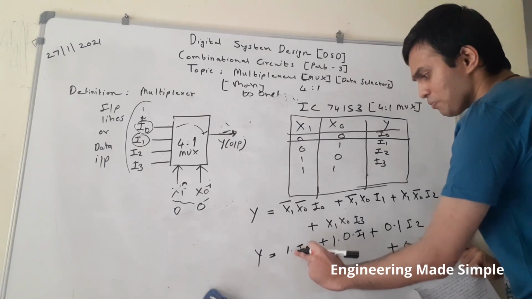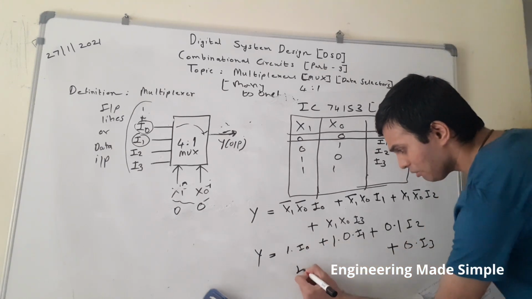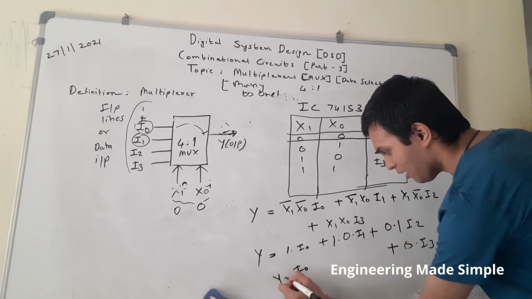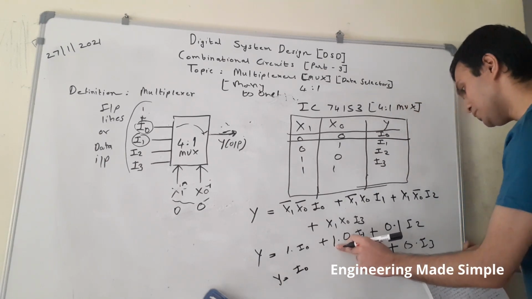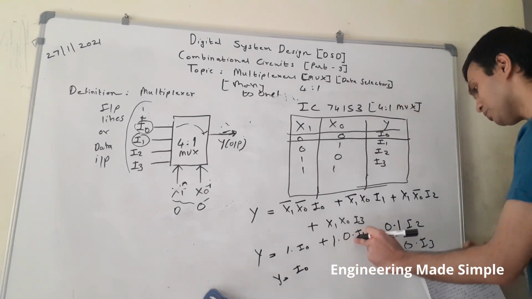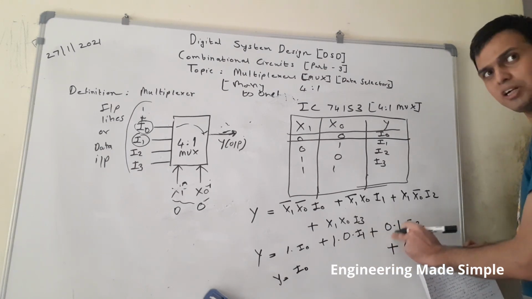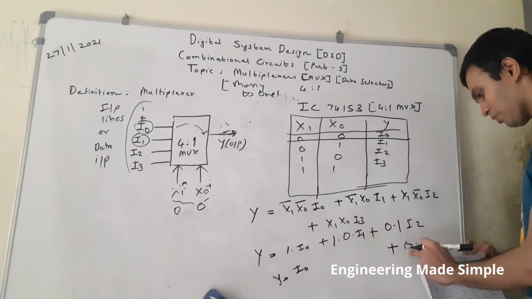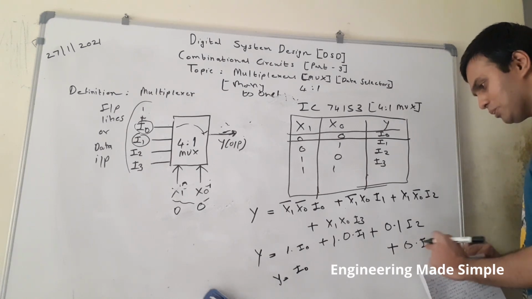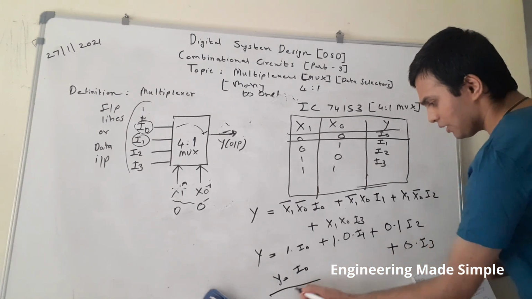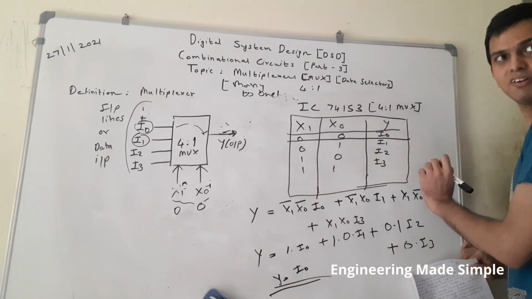Now this first term is 1 into I0. So I0 will remain as it is in the output, and the remaining terms will be 0 because 0 into anything is 0. For the third term also 0 into I2 will be 0, and for the fourth term also 0 into I3 will be 0. So only one output is present. So this is how the circuit functions.